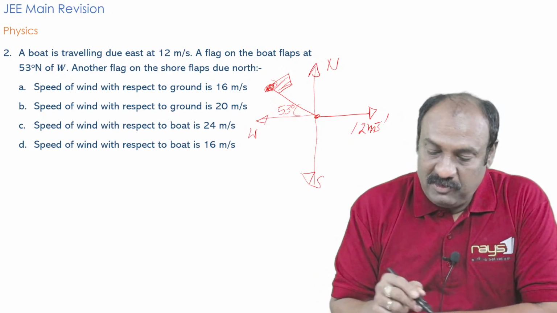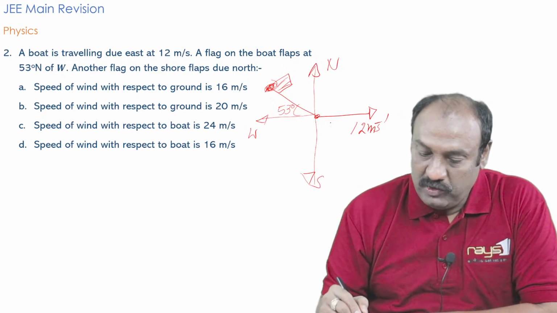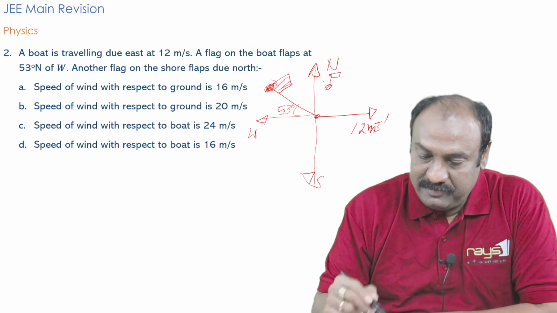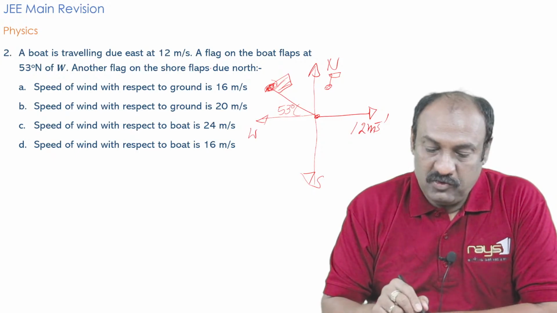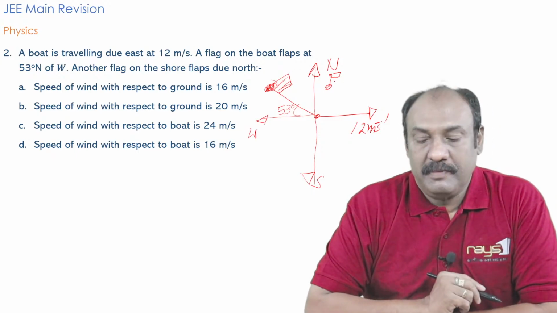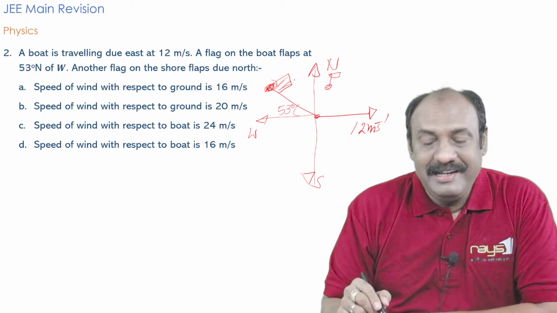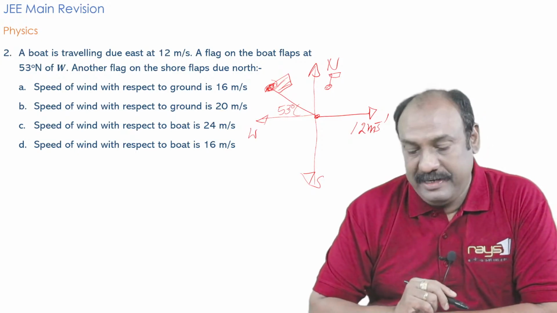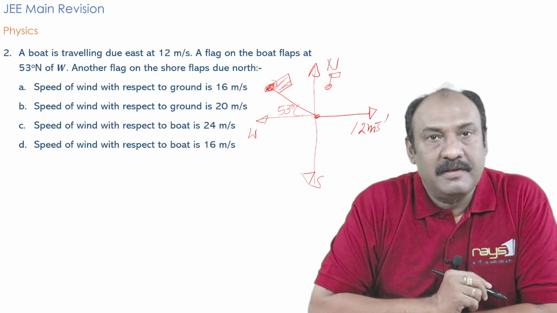Another flag is on the shore. It is this flag like this. Another flag on the shore flaps due north here. So what is the reason for this flag flapping in the direction of 53 degree with respect to west? It is due to wind.